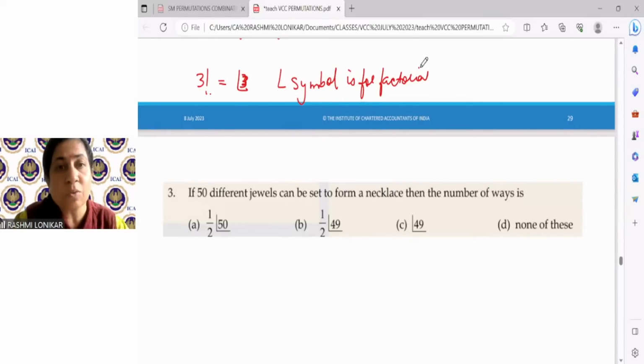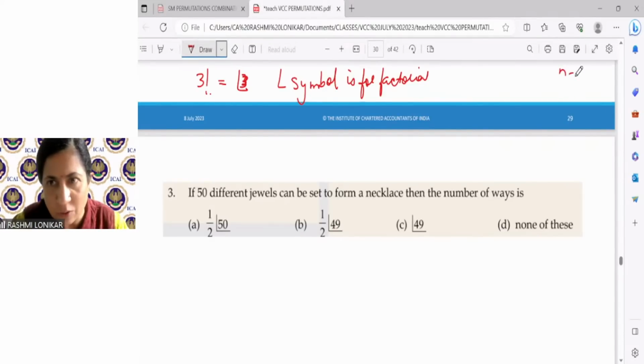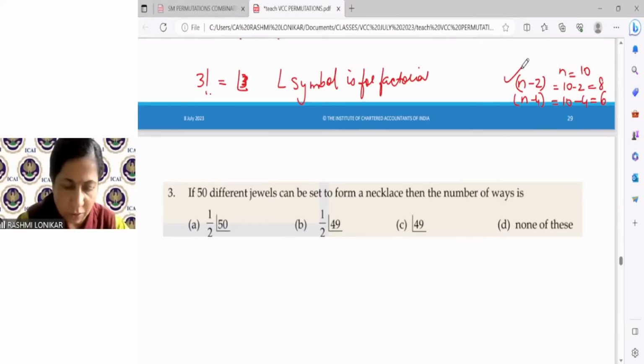Purva, you don't reduce n minus 4 to n minus 2. N minus 2 is a bigger number. See, suppose I have n is equal to 10. How much will n minus 2 be? 10 minus 2, which is equal to 8. How much will n minus 4 be? 10 minus 4, which is equal to 6. Which is bigger? N minus 2 is a bigger number. Understood?